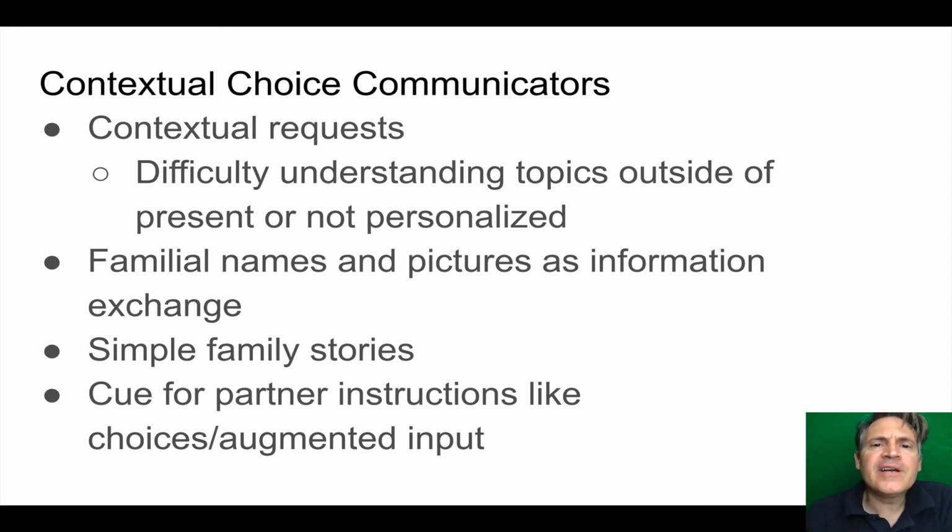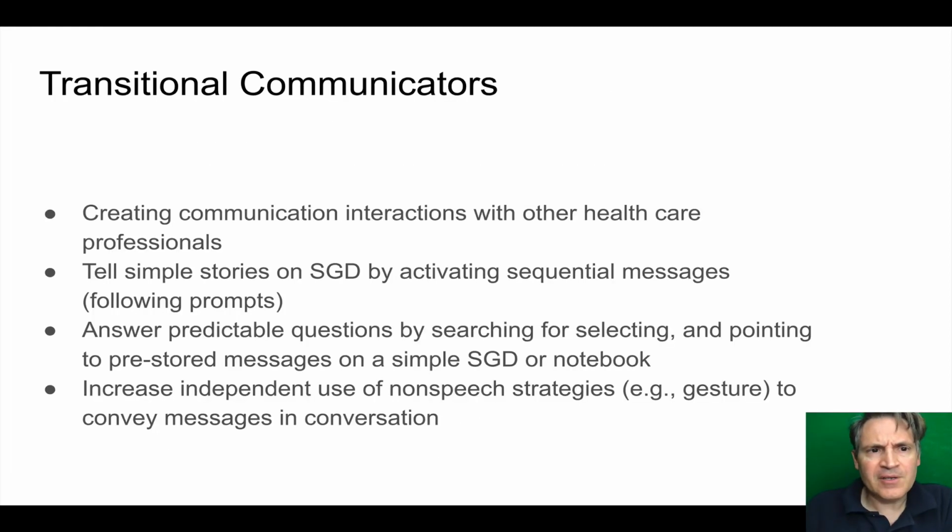You want to be sure your contextual choice communicator has access to lots of photos and pictures for their information so that they can get that kind of context along with them. Very simple family stories, basic memory book kinds of things, and then cues for the partner. Please ask me yes or no questions. Please write down the things that you're saying. And that's where you are with a contextual choice communicator.